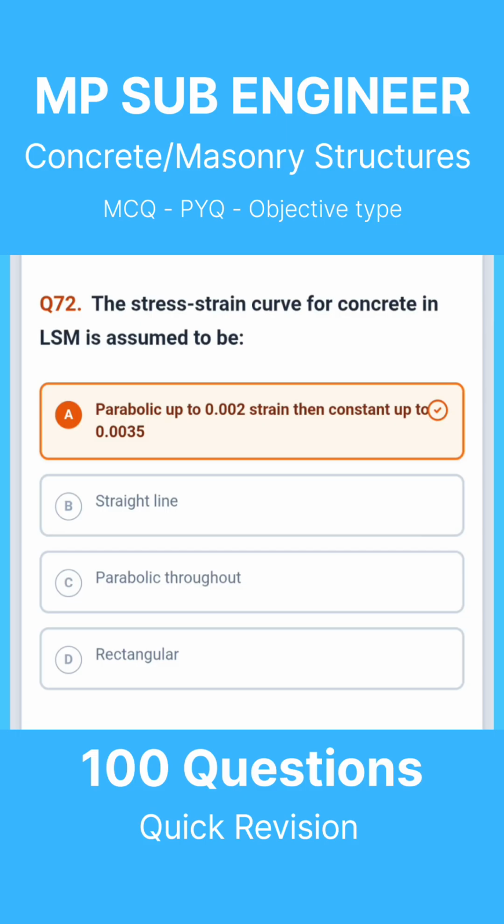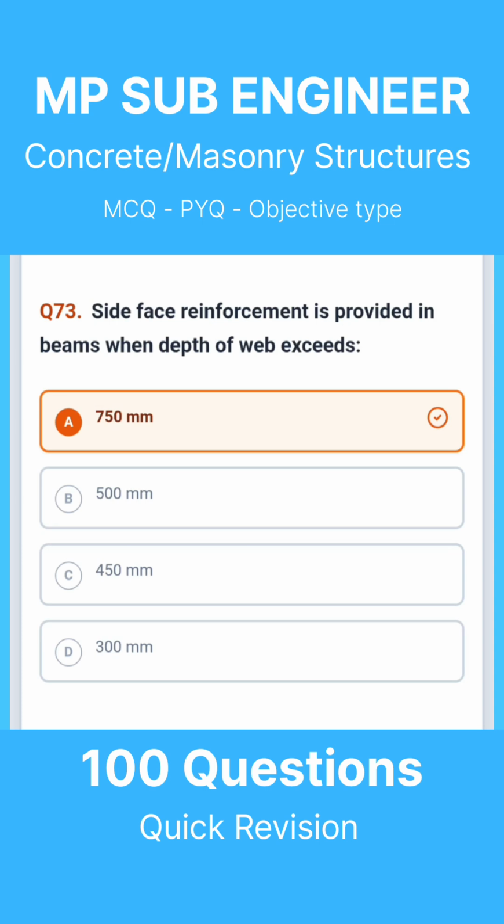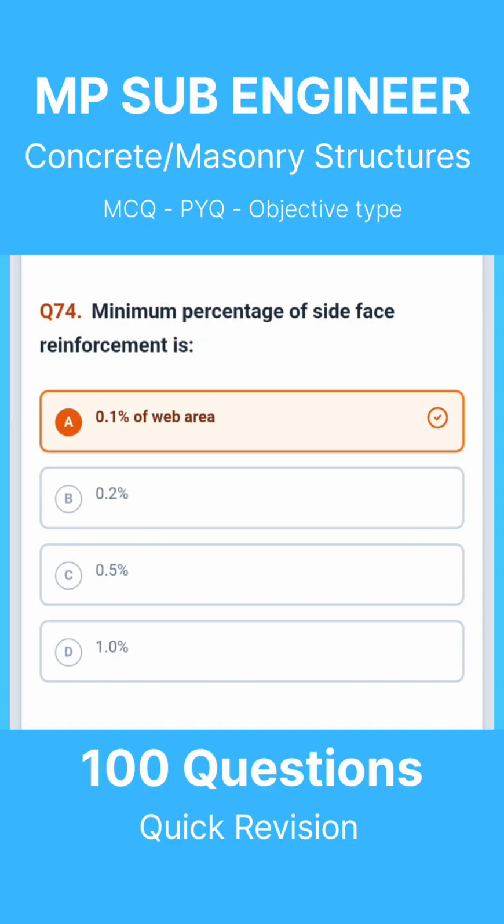Question 73. Side face reinforcement is provided in beams when depth of web exceeds. The correct answer is 750 mm. Question 74. Minimum percentage of side face reinforcement is. The correct answer is 0.1% of web area.